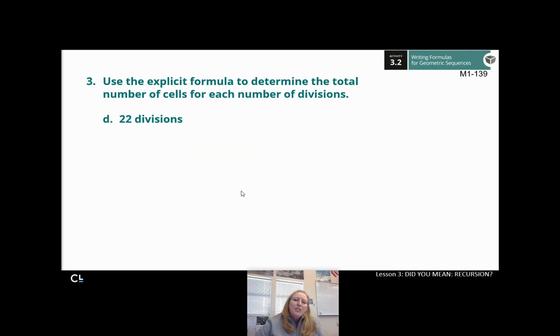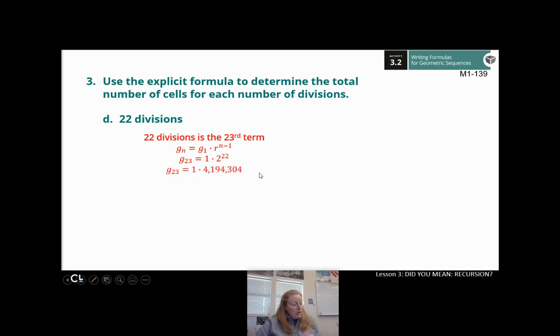And last but not least, 22 divisions means I'm looking at the 23rd term. So that means everywhere you see an N, I'm going to plug in a 23. My first term is 1. My common ratio is 2. I will grab a calculator because 23 minus 1 is 22. 2 to the 22nd power. 4,194,304 times 1. I can handle that part. So after 22 divisions, I have 4,194,304 cells. That's a lot of cells.